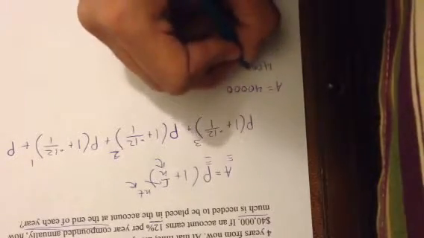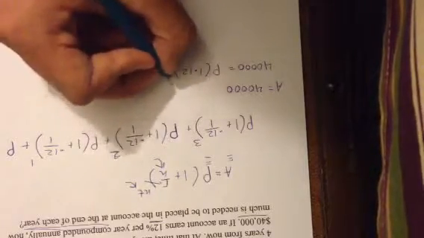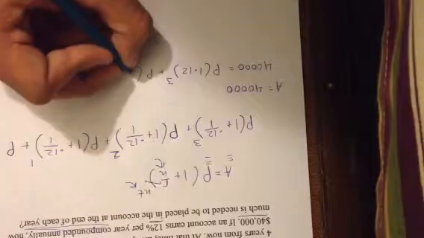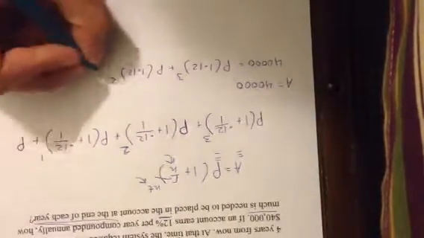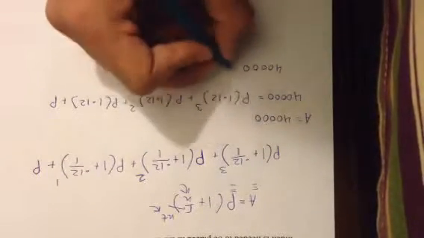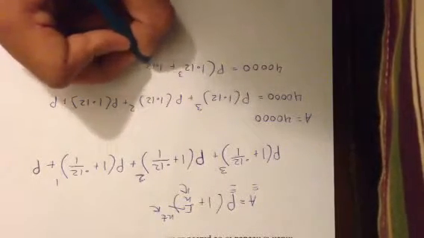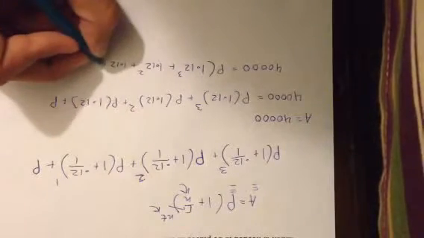So from here, we'll set this equal to our A value of 40,000. So 40,000 will be equal to P times 1.12 cubed plus P times 1.12 squared plus P times 1.12 plus P. Now from here, we'll just solve it algebraically. So our 40,000 is going to be equal to P times (1.12 cubed plus 1.12 squared plus 1.12 plus 1).